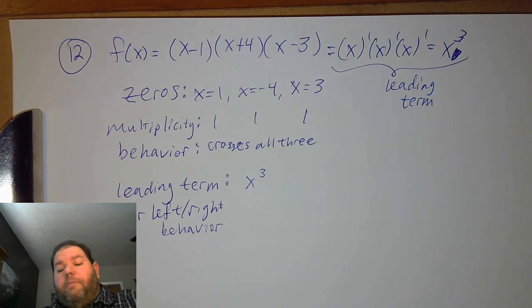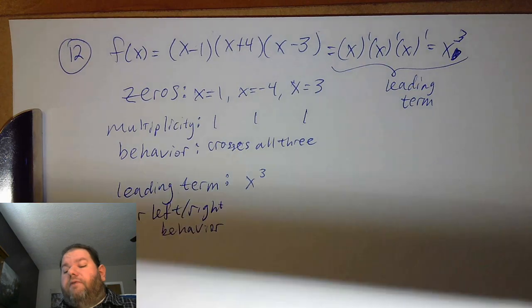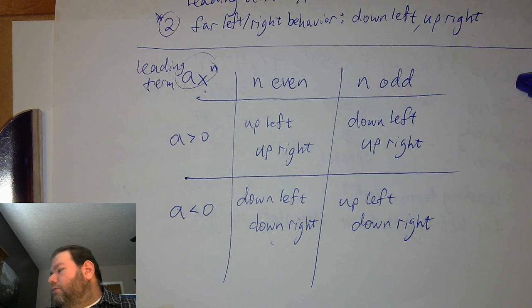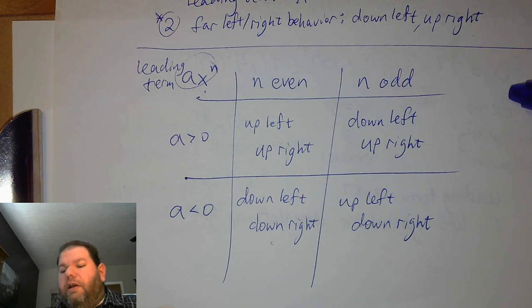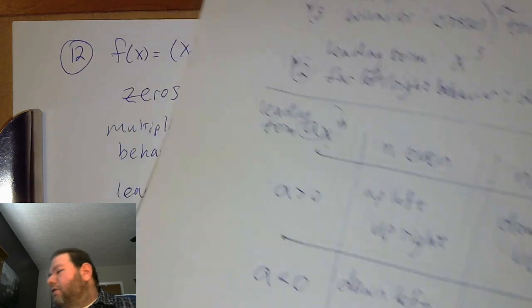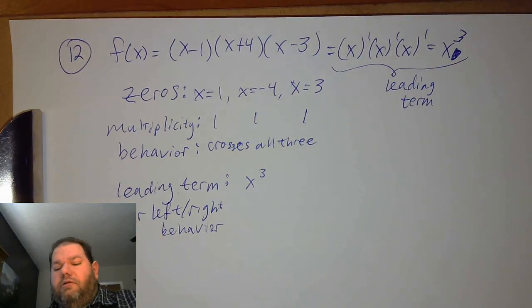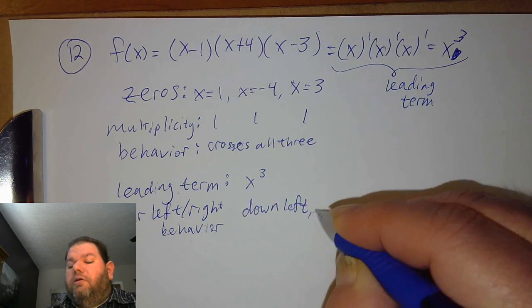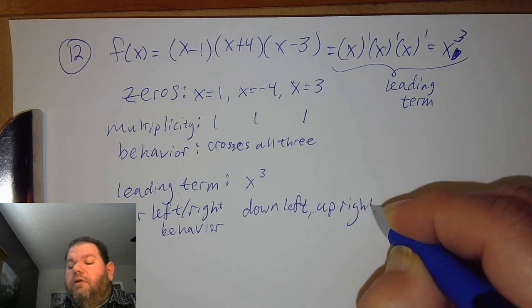Okay, so we have a positive x cubed, and then what is our far left and far right behavior? Down, left, and up, right. I'm going to have to find one that's not this square, but that'll be the next problem. Okay.